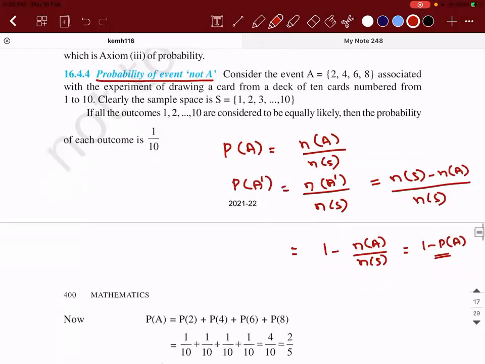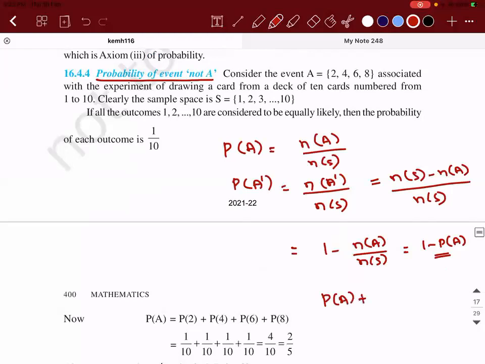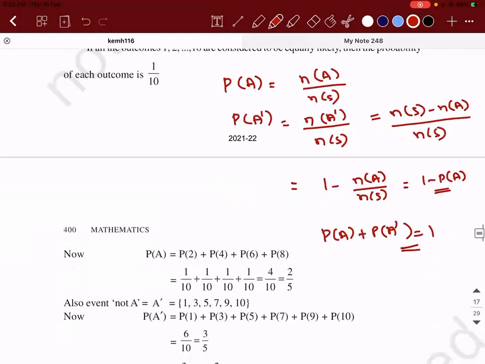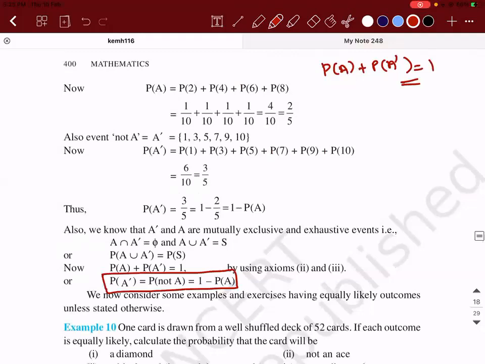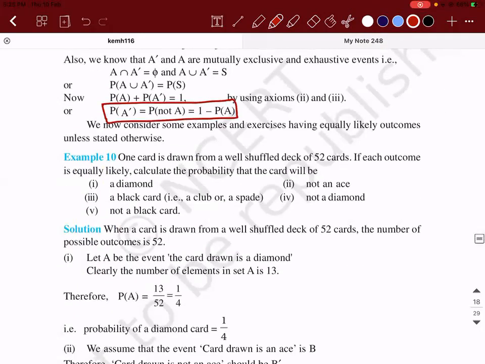So this is a known fact, right? I told you yesterday. So probability of A plus probability of A dash will always be equal to 1. Right? So this is the thing you are supposed to remember. Probability of A dash is equal to probability of not A, which is 1 minus probability of A. Is it clear, guys? No.